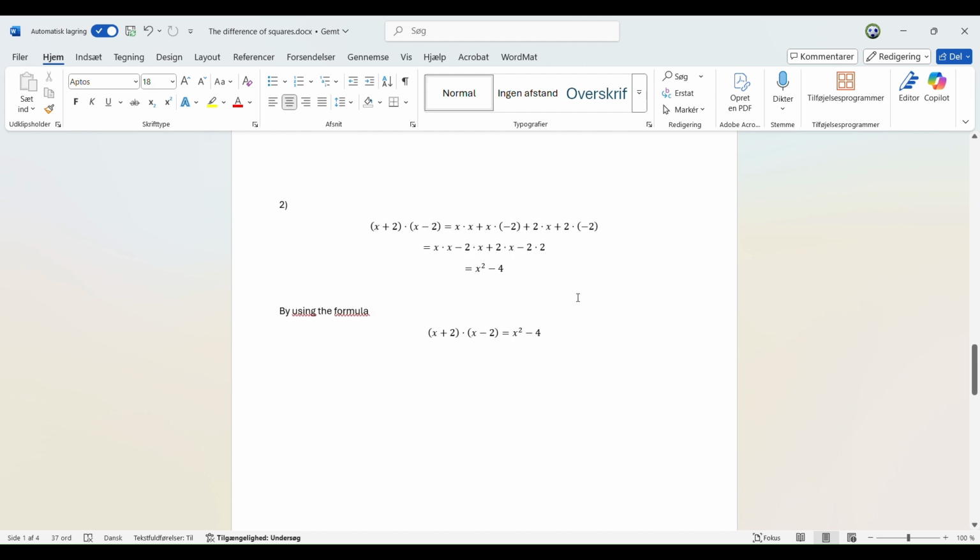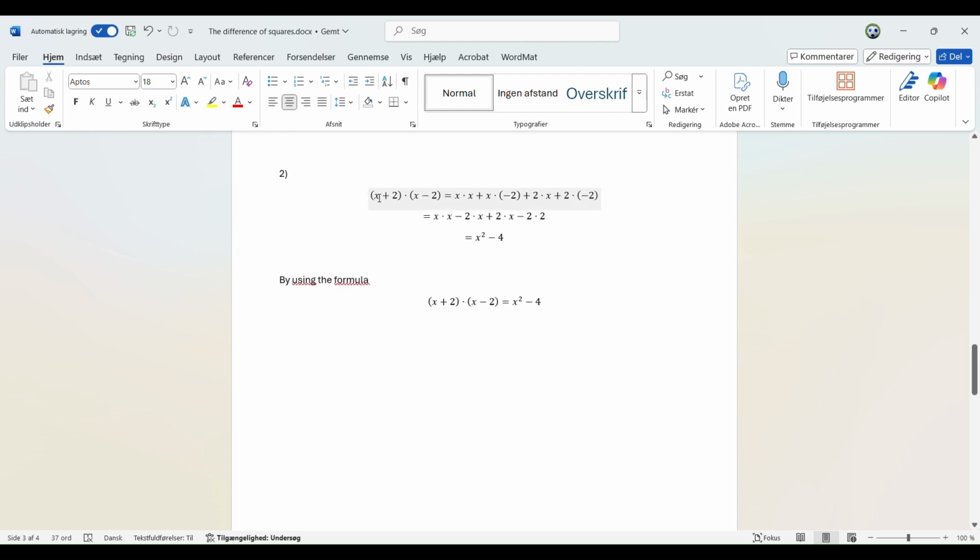Now we use it with another example. This time it's both letters and numbers. So we say x plus 2 multiplied by x minus 2. And we just do the same.